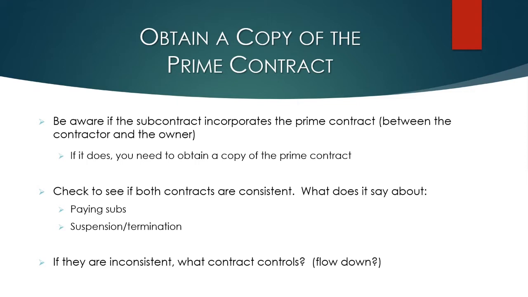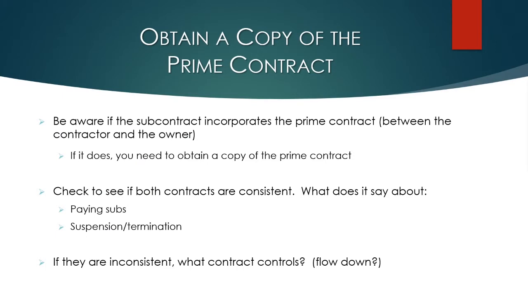Obtain a copy of the prime contract. I'm sure that many, if not most, of your subcontracts and purchase orders incorporate by reference the prime contract, the contract between the general contractor and the owner. If it does incorporate the prime contract, then you want to get a copy of it. And it's important to read. It's just as important as the subcontract language itself. When you're reading the prime contract, what are you really looking for?